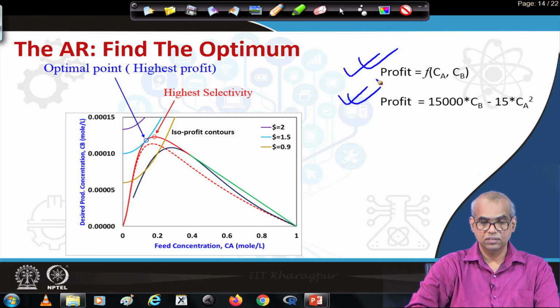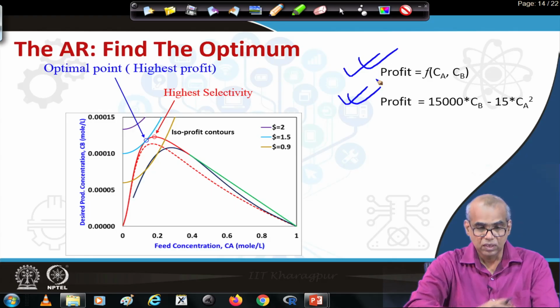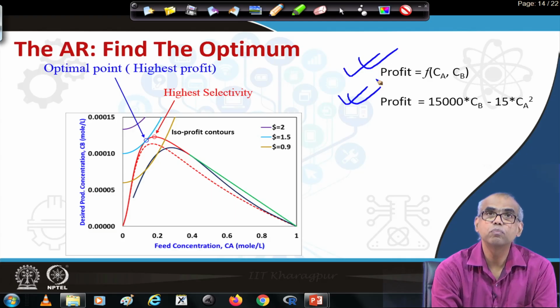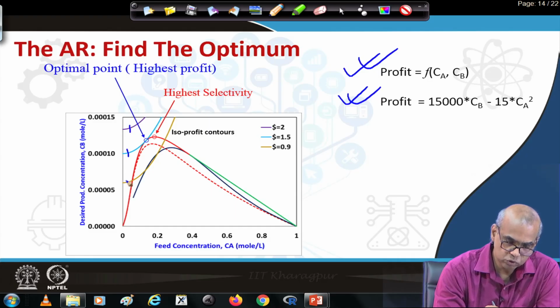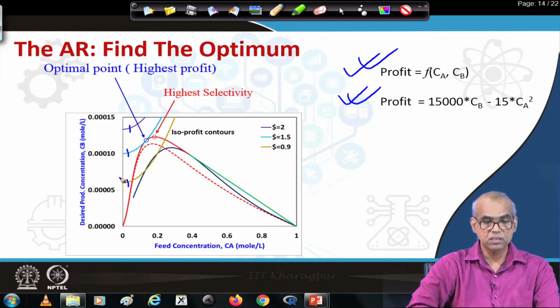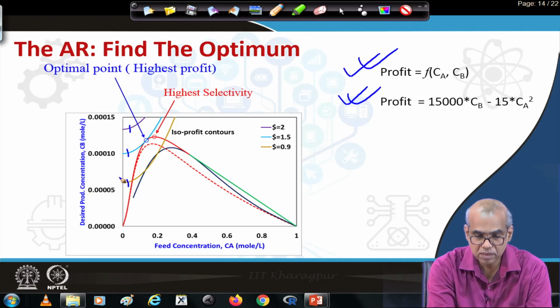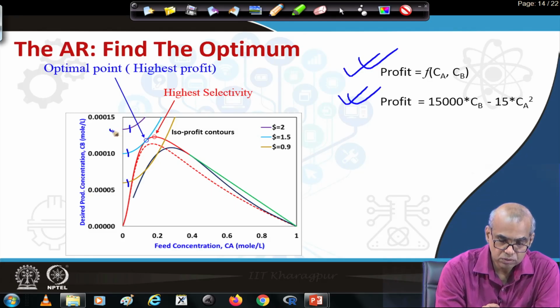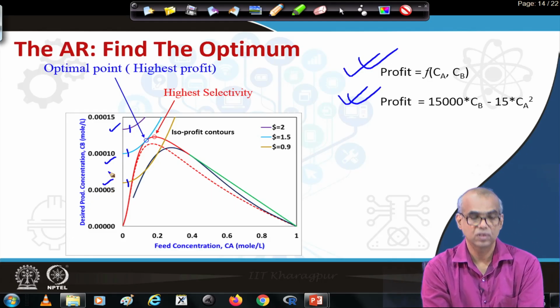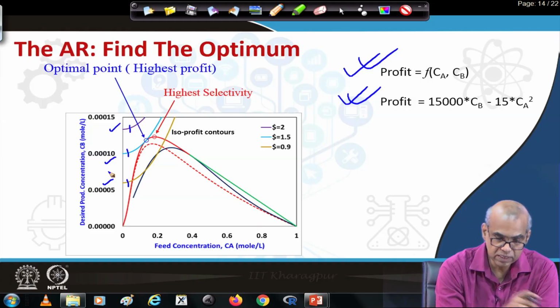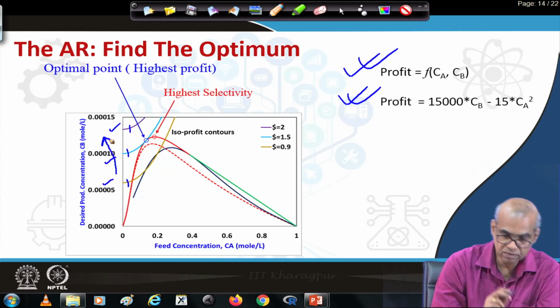So, how do I find out the optimum point? What I do is I draw the profit contours. These are my profit contours. So, what do they mean? They are isoprofit contours, meaning any point on these lines represents the same profit. For example, this corresponds to profit 2, this is 1.5, this is 0.9, and so on. So, the profit increases along this direction.